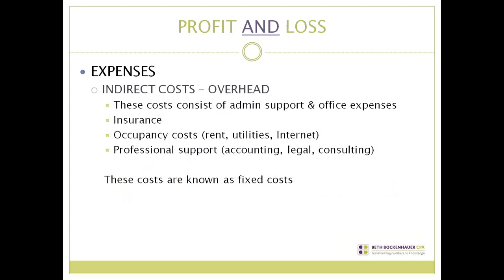So the third portion of the profit and loss is my indirect costs, or my overhead costs. These are the support costs. Unlike cost of goods sold, where I'm not going to incur those costs if I don't have revenue, these costs you're going to have even if you don't have revenue. So we want to monitor these costs very closely. They consist of admin support, office expenses, insurance, rent, utilities, the internet, and professional support. These costs are known as fixed costs, because they really don't change as revenue goes up and down.